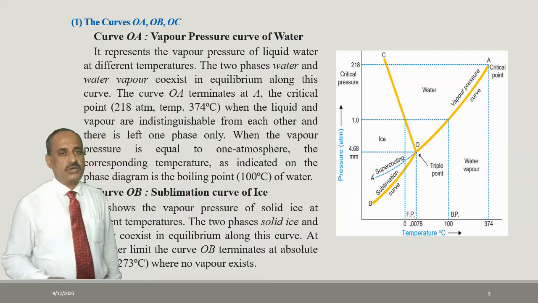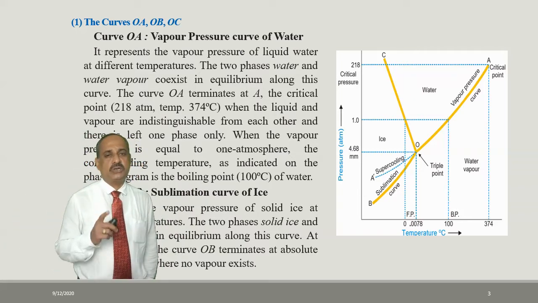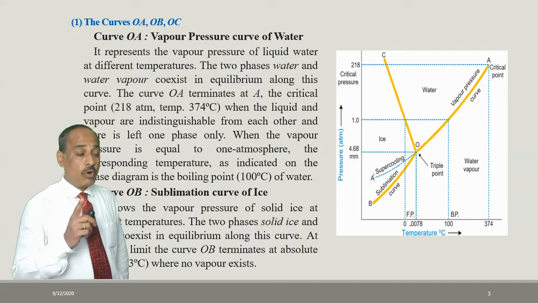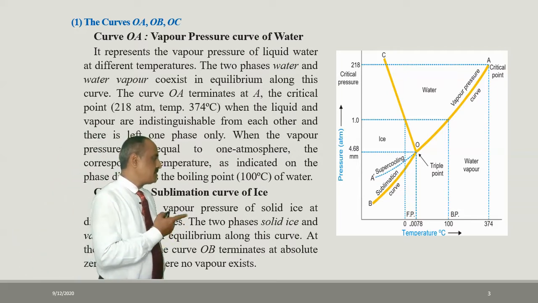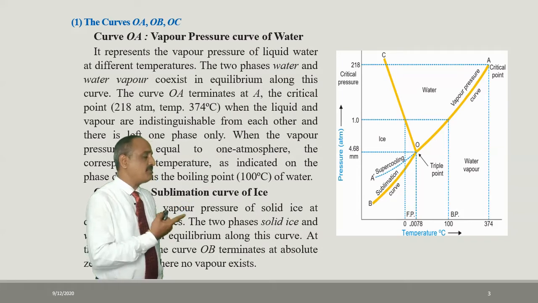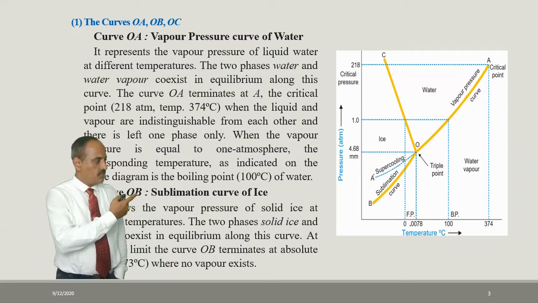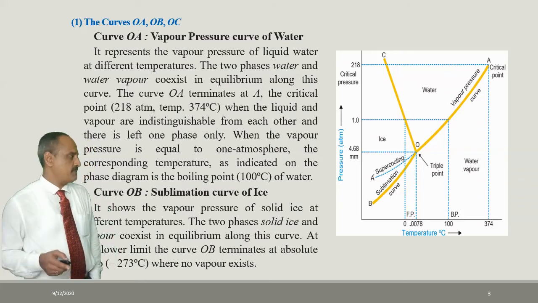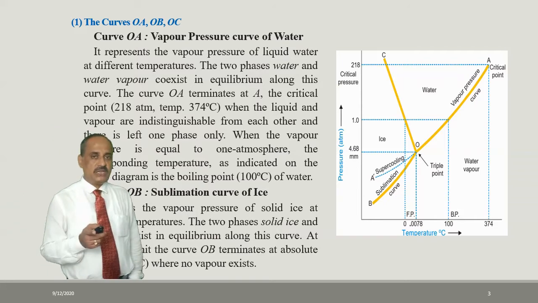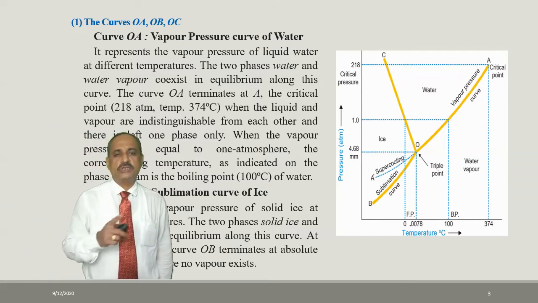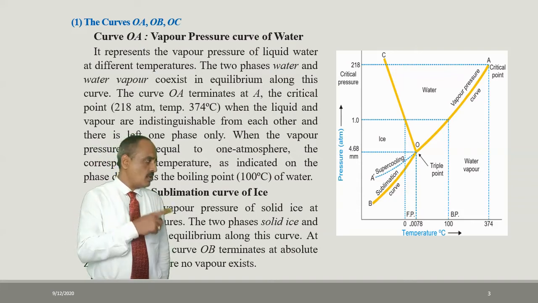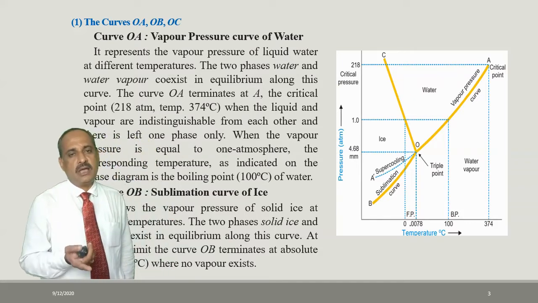If you consider the first curve, that is OA, it is nothing but the vapor pressure curve of water. This curve is known as the vapor pressure curve of water. It represents the vapor pressure of liquid water at different temperatures. So, along OA we get the vapor pressure of liquid water at different temperatures. Again, there are 2 phases in equilibrium along this curve, that is water and water vapor.